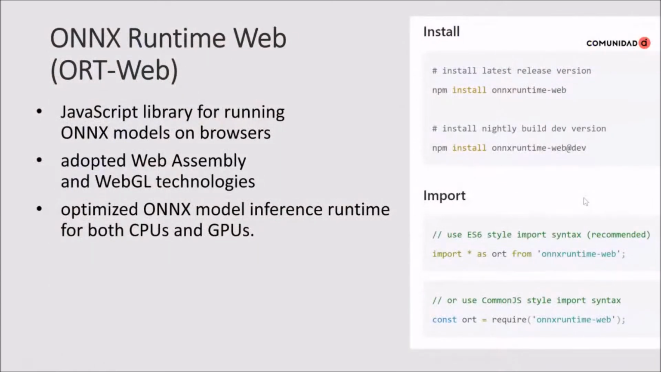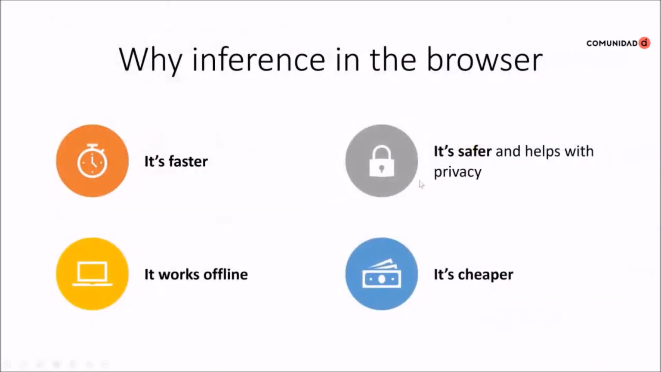There is also ONNX Runtime Web, sometimes called ORT Web, which is a JavaScript library for running ONNX models in the browser. It uses WebAssembly and WebGL technologies, and it's optimized for ONNX models on both CPUs and GPUs. So why would you want to do inferencing in the browser? One, of course, it is faster to execute. It works offline, so especially if it's a PWA application, you might be able to run some inferencing locally. It's safer and it helps with privacy, and also it is cheaper to execute.